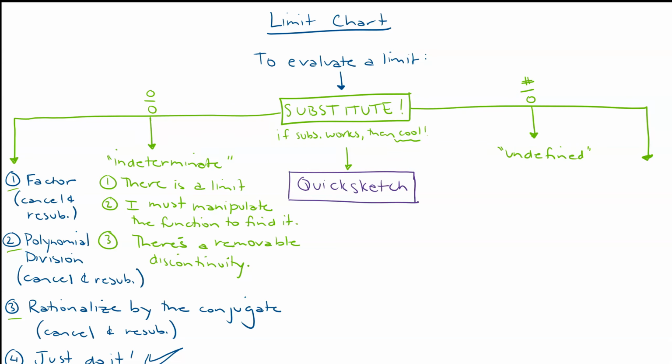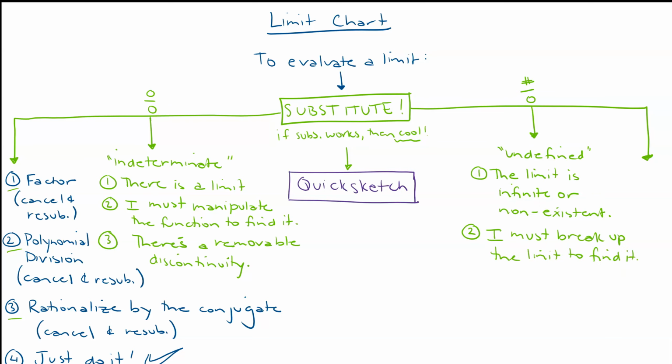And an undefined limit means three things. An undefined limit means that the limit is infinite or non-existent. And 2, I must break up the limit to find it. Third, it means there is a vertical asymptote.